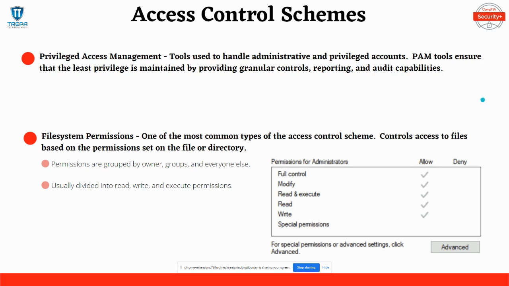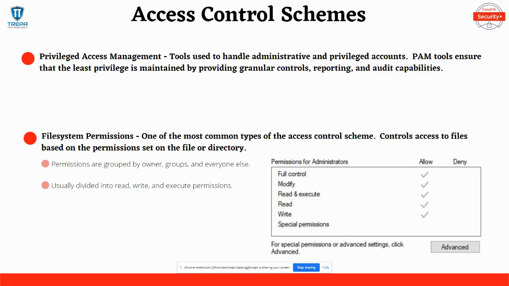All right, and then we have Privileged Access Management, or PAM. This is a software tool that will maintain and alert on access control policies on our enterprise. So PAM tools ensure that least privilege is maintained by providing granular controls and actually giving reporting, alerting, and audit capabilities. And then file system permissions are a standard access control scheme where file system permissions group permissions by owner, group, and everyone else.